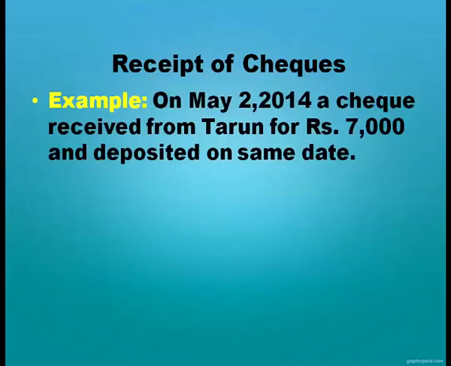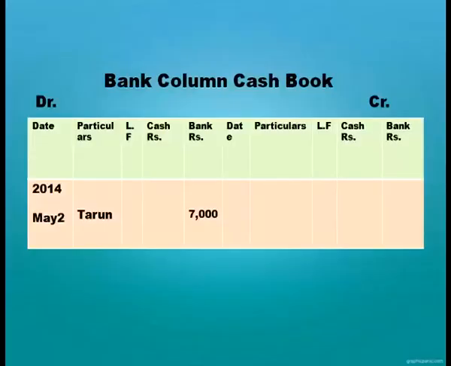Example: on May 2nd, 2014, a check is received from Tarun, rupees 7,000, and is deposited on the same date. So, it will be posted in the bank column. On the date 2014 May 2nd, you will write on the debit side of the cash book, in the particulars column, to Tarun, because the amount is coming from Tarun. The amount 7,000 will be written in the bank column because the check is deposited on the same date.